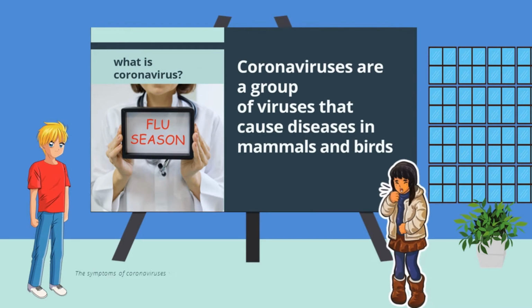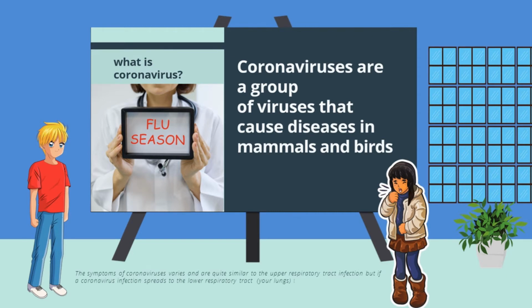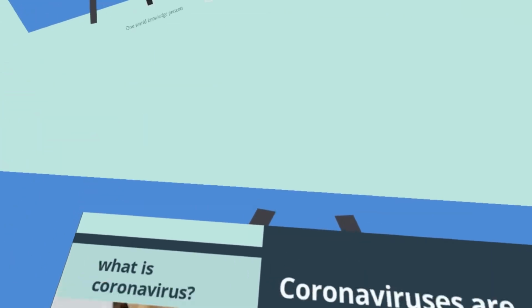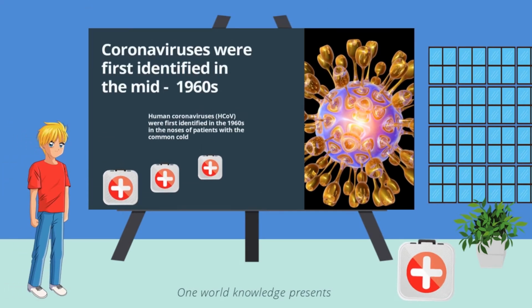Coronaviruses are a group of viruses that cause diseases in both mammals and birds. The symptoms of coronaviruses vary and are quite similar to those of an upper respiratory tract infection. Similarly, if a coronavirus infection spreads to the lower respiratory tract, that is, to your lungs, then it can cause pneumonia, as can be seen in this new Wuhan strain. Human coronaviruses were first identified in the mid-1960s when they were found in the noses of patients with the common cold.